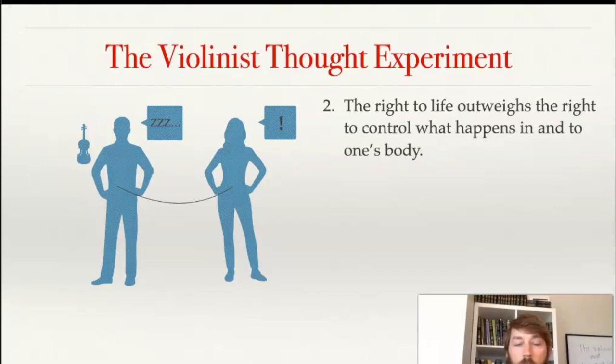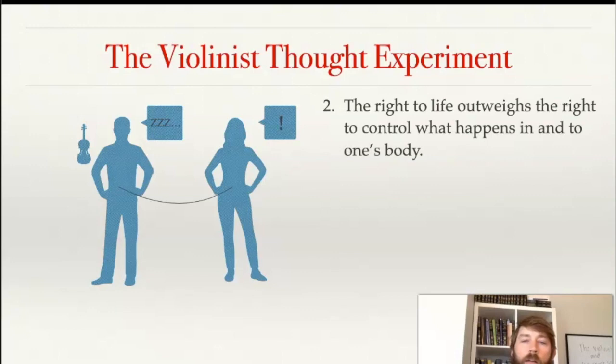Thomson thinks that most people will have the intuition, I mean, it's a bad situation, but it's not morally wrong for you to unhook yourself from this violinist. And this shows that this premise is false. The right to life doesn't always outweigh your right to control what happens in and to your body.